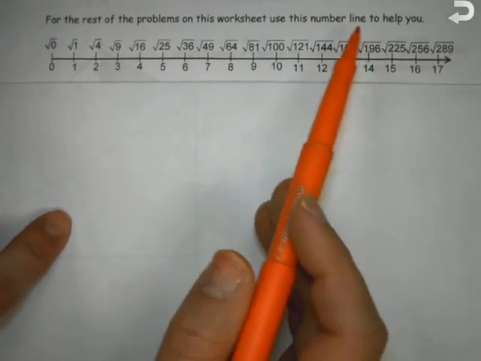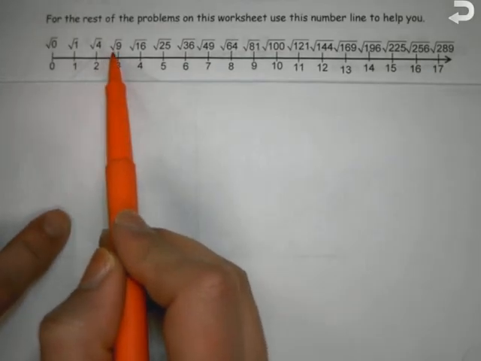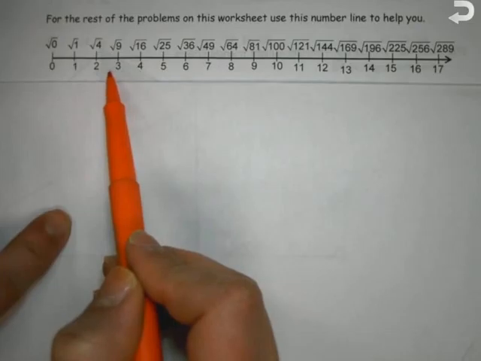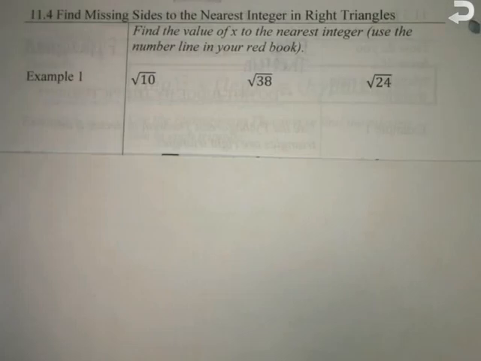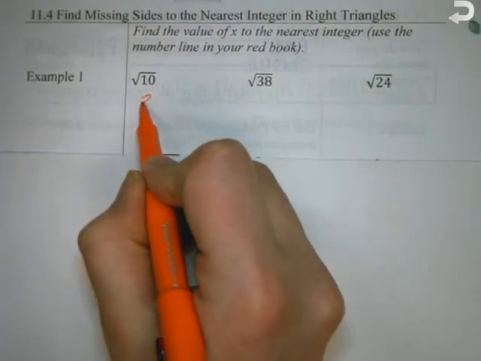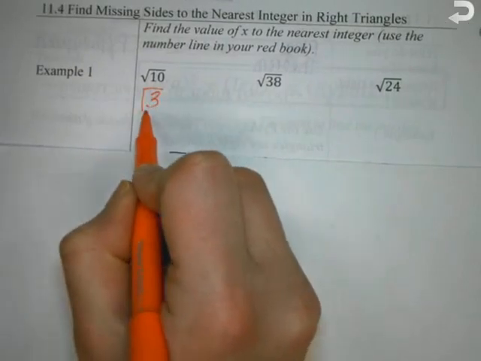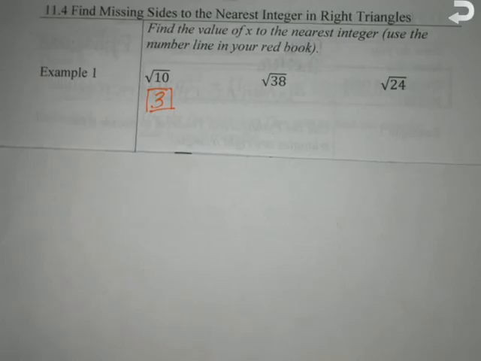Which one is closest to 10? The square root of 9, right? And the square root of 9 is 3. So rounded to the nearest integer, the square root of 10 is 3. That's all they want us to do. So we're just estimating here. Okay? Does that make sense?